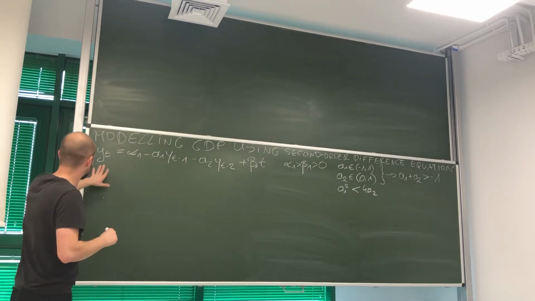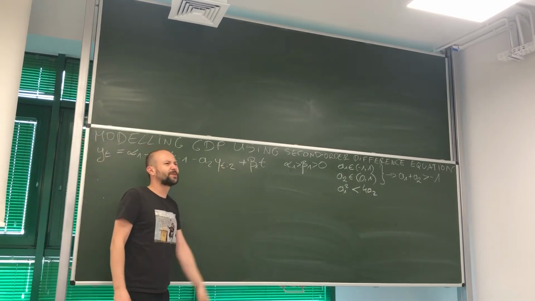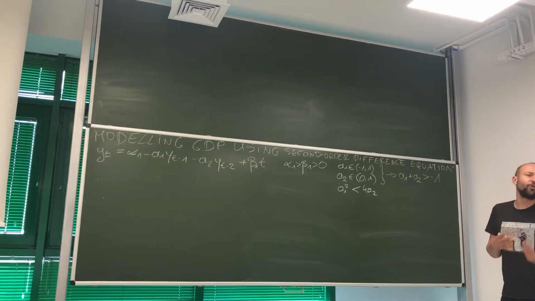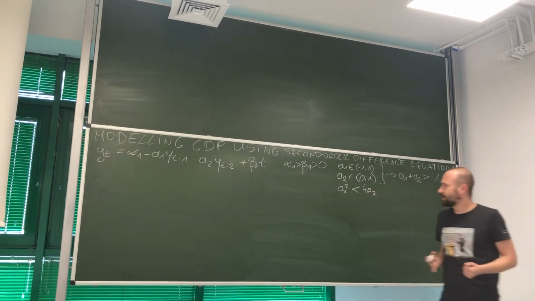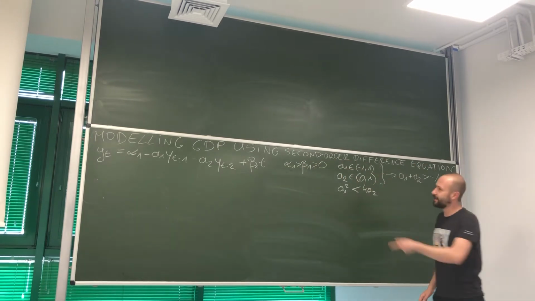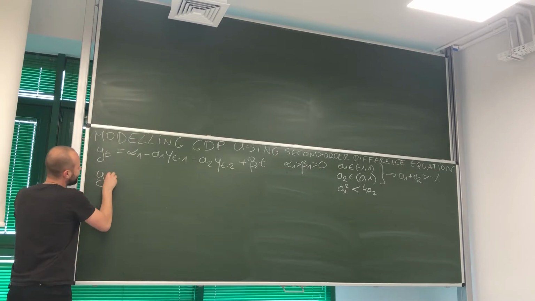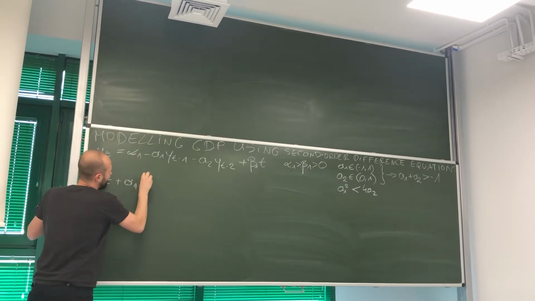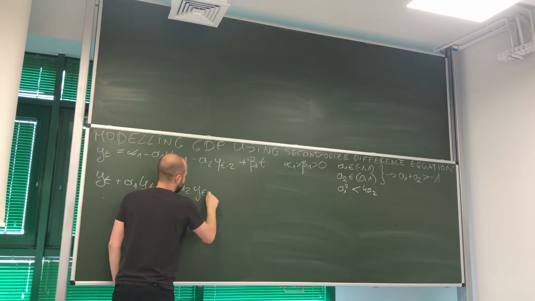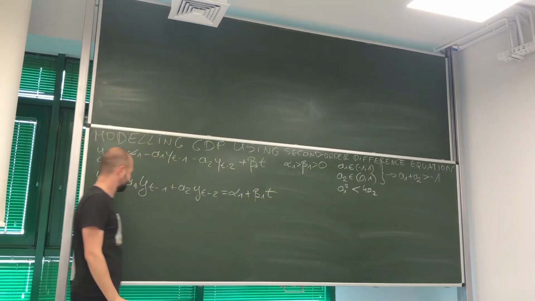Okay, so what should we do next? Well, probably we should start by rewriting this equation into a form that we are familiar with and know how to deal with. So we're going to put all the expressions with y on the left hand side, and everything else is going to stay on the right hand side. So look what we are getting: y_t plus a1 y_{t-1} plus a2 y_{t-2} equals alpha 1 plus beta 1 t.